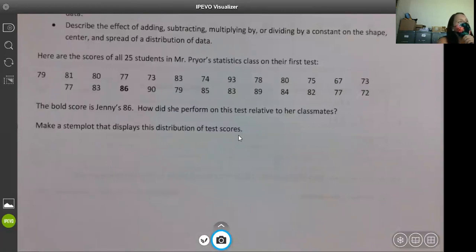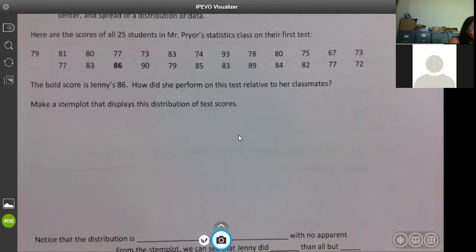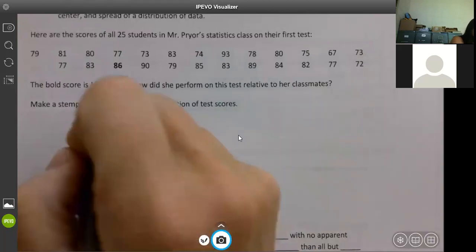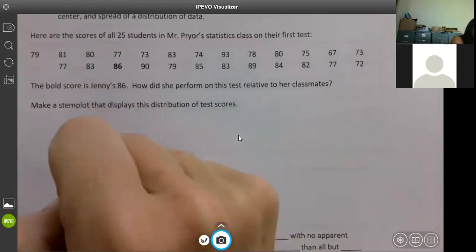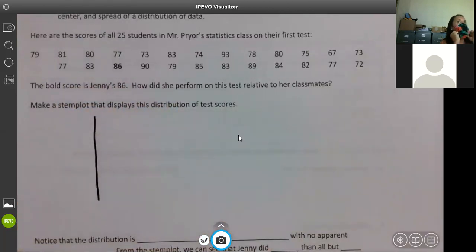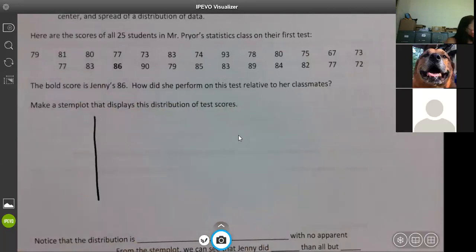So how do we make a stem plot? And you can answer on Zoom or you can answer in class. Don't feel like it's any different, okay? So how do we make a stem plot? You put the first number on one side of a line and then all the other numbers in order from least to greatest on the other side. All right, so what number should we start with on this one? Look at our scores. 6. Yes, because it's the least.